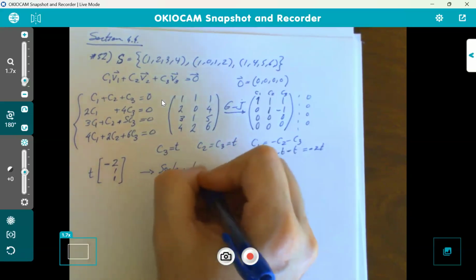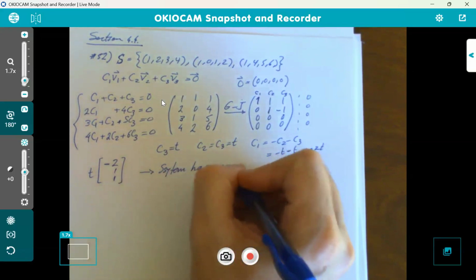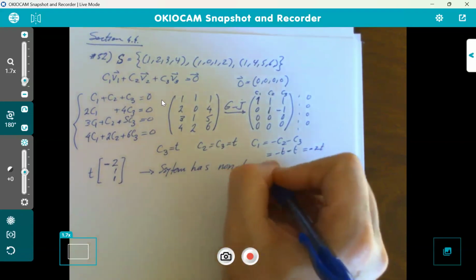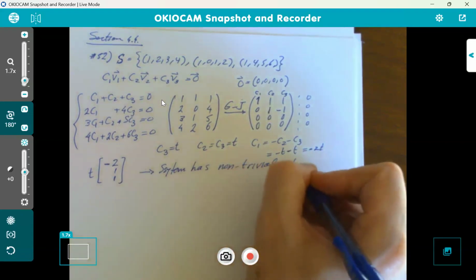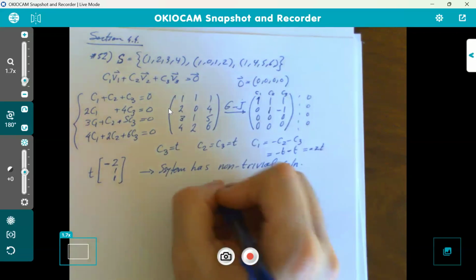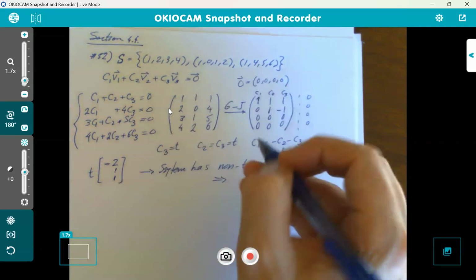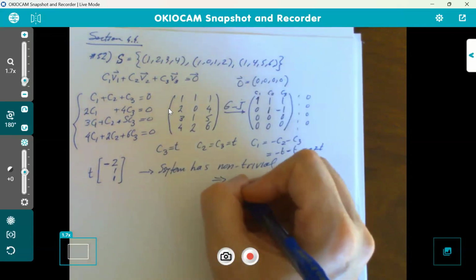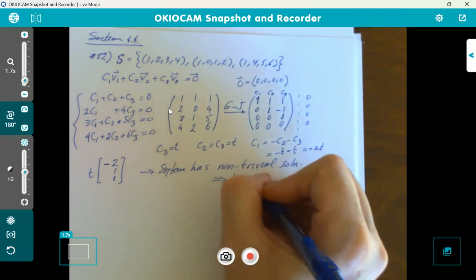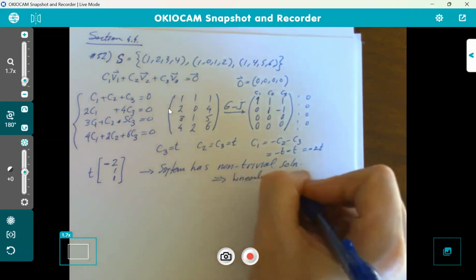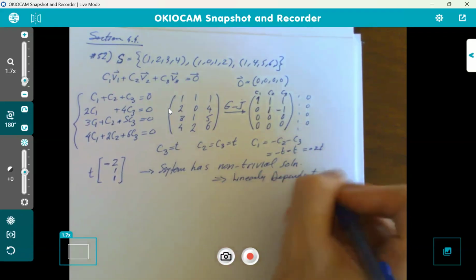The system has non-trivial solutions, right? Therefore, the vectors form linearly dependent sets. So we have a linearly dependent set.